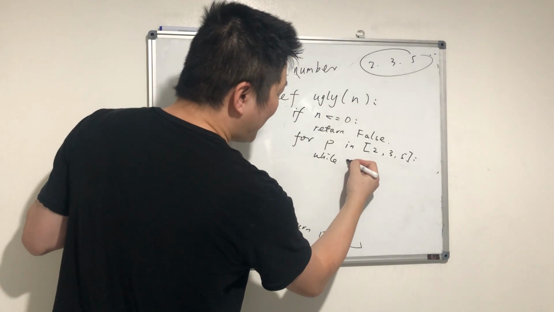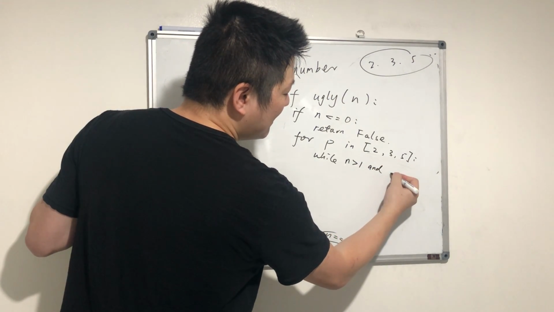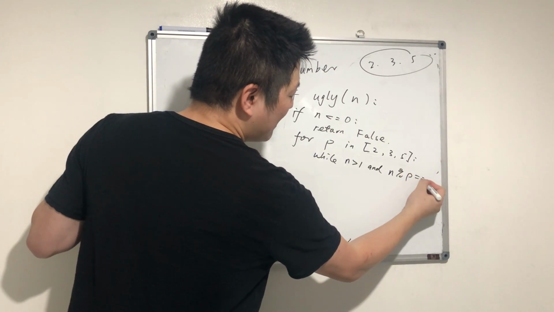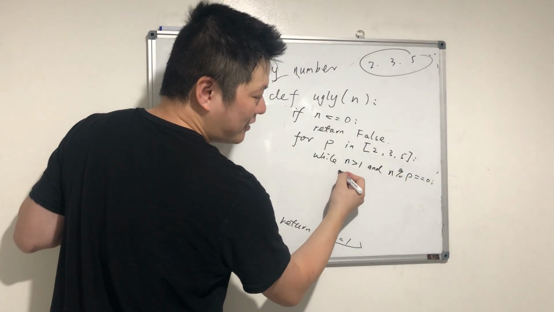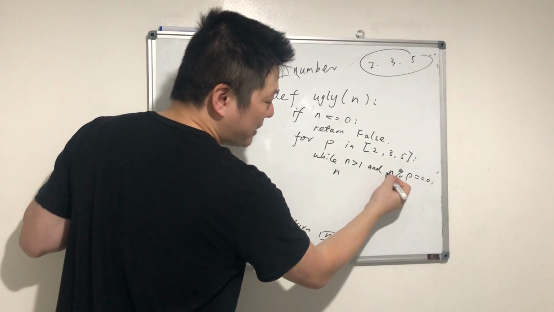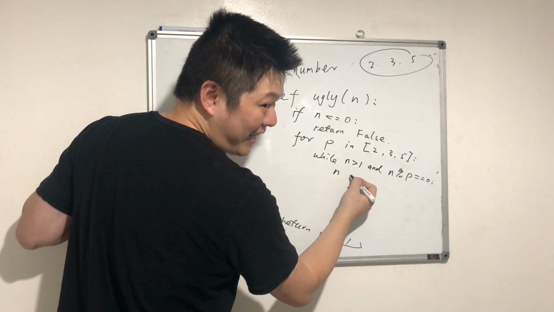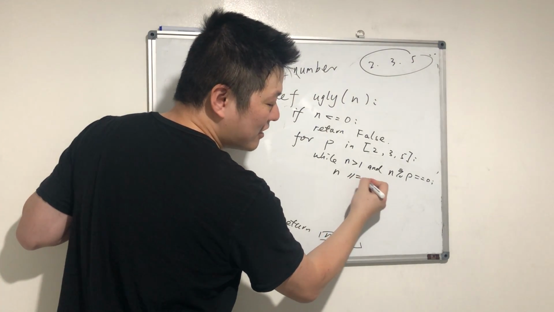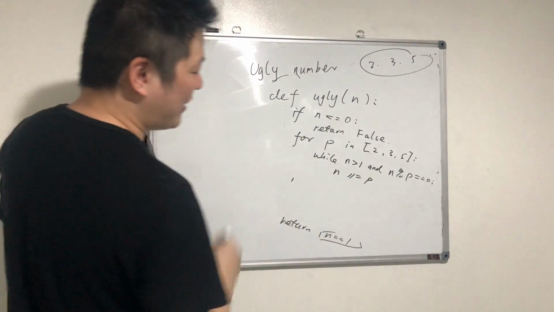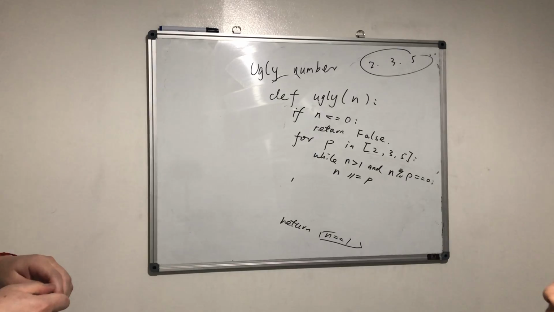Okay. While n bigger than 1 and n can be divided by p, can you tell me what should I do here? If it can be divided by p, I divide it by p. n divided equals p. And then that's it, and then return n equals 1. Got it? Okay, so that's it.